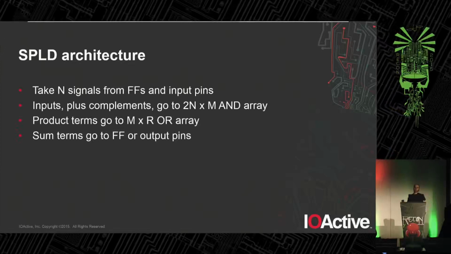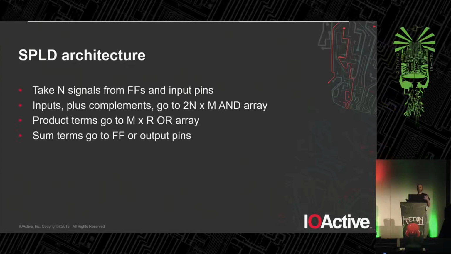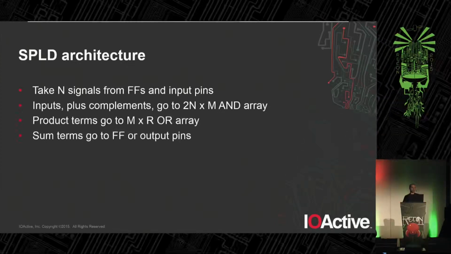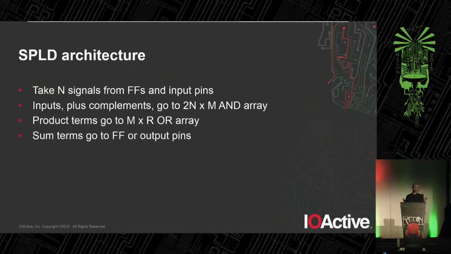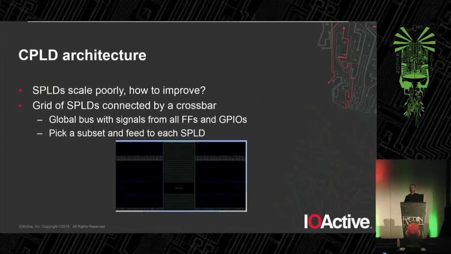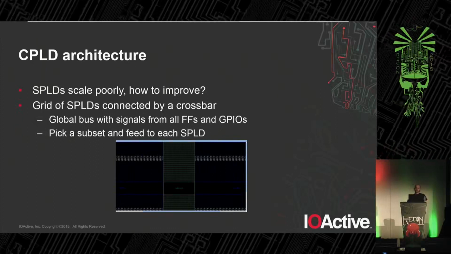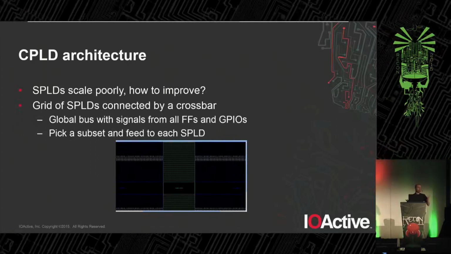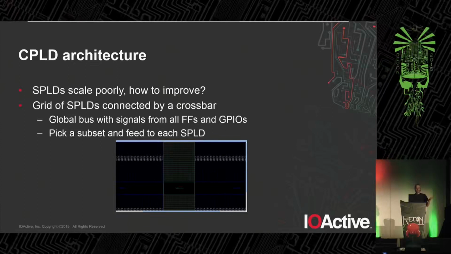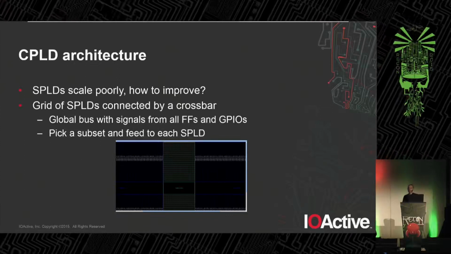Then we feed those either into an output pin or into a flip-flop if we want to do state machines or something like that. So this is really all it takes to build a simple programmable logic device, our SPLD. The problem is SPLDs scale poorly. You end up having quadratic scaling with the number of inputs. Nobody wants a die whose size scales quadratically with the amount of work it can do. That's terrible. So how can we improve this?